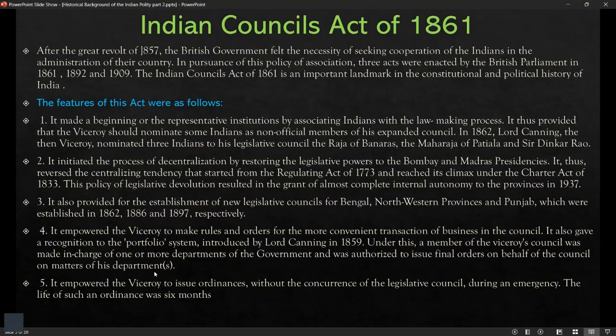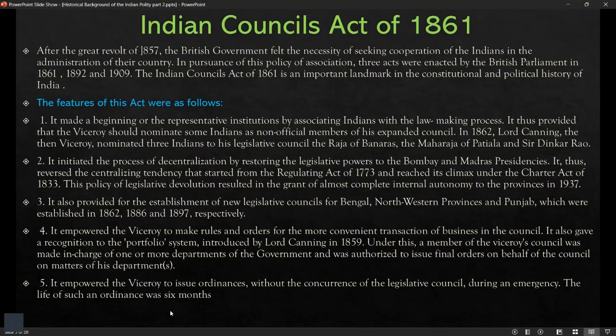So now people in his council were given a certain amount of authority, so they can issue orders on behalf of the council. It also empowered the Viceroy to issue ordinances without the concurrence of the Legislative Council during an emergency. The life of such an ordinance was 6 months. So this is very important.